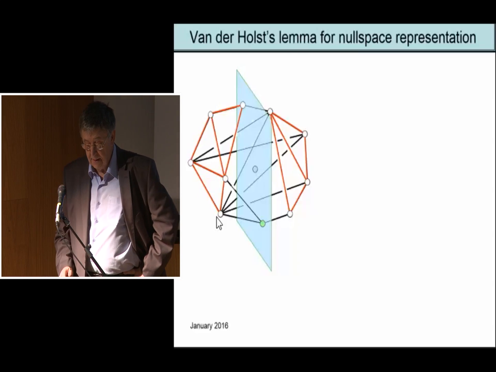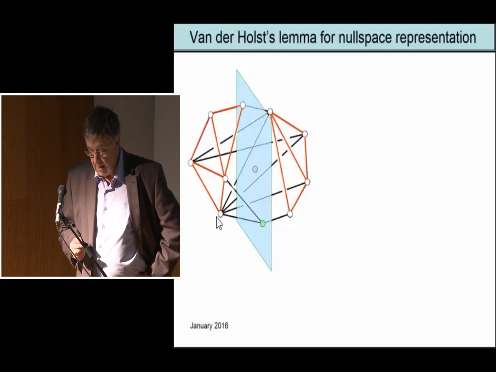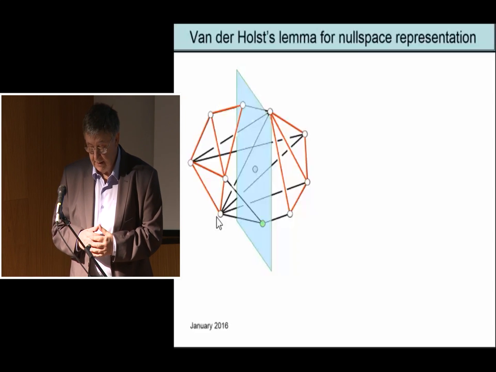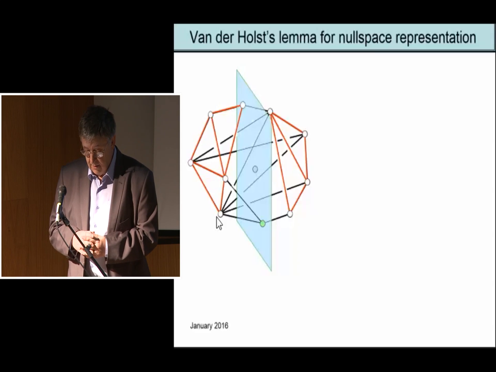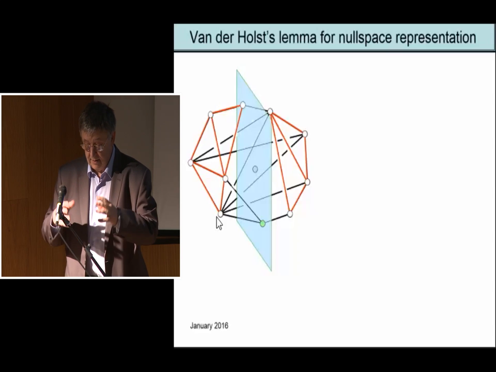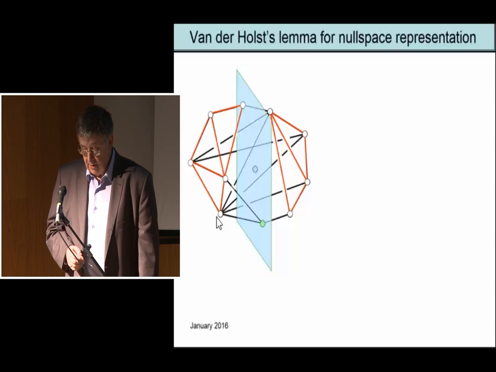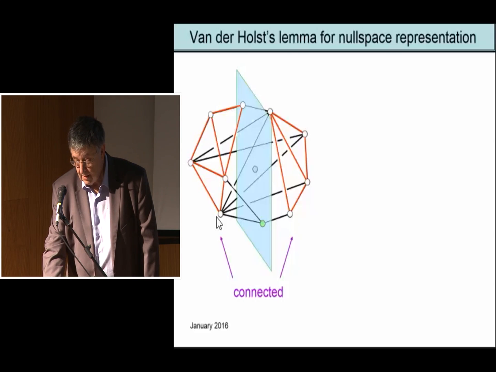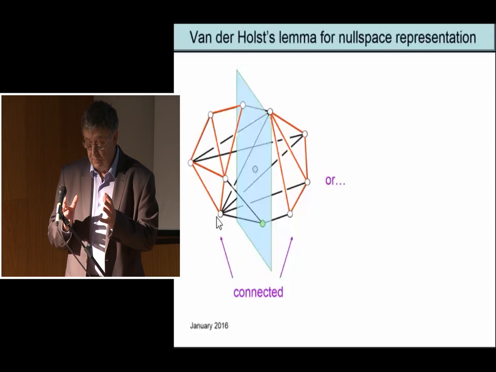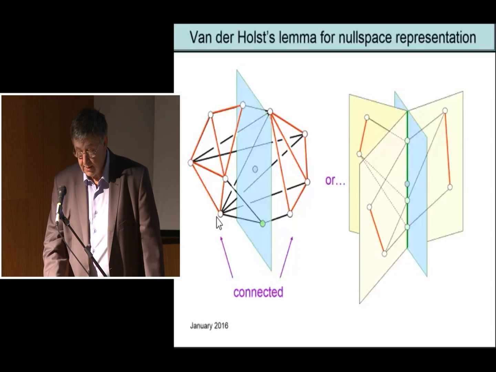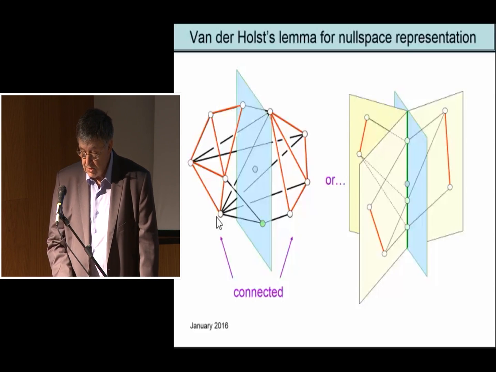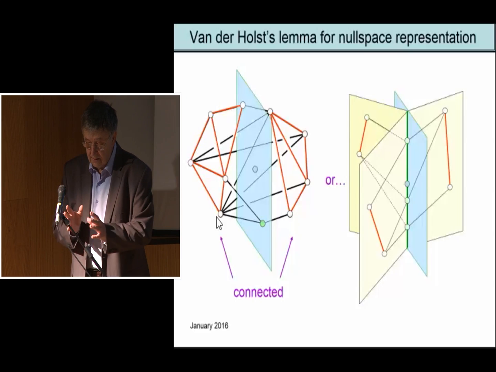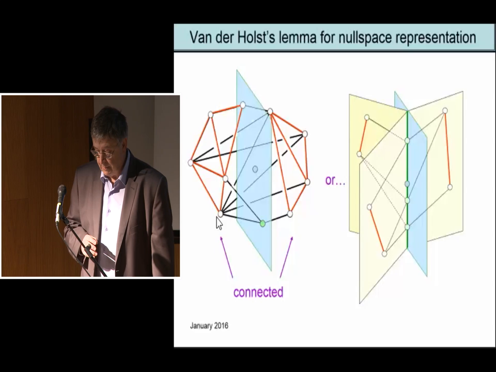You can formulate it also in a geometric way. It says that if you look at the null space representation that goes with this matrix, this embeds the graph in some dimensional space, and now you take a hyperplane through the origin. Then this hyperplane will cut the graph into 2 parts, which are both connected. And it turns out that there's some exceptional case in which it cuts it into more than 2 parts, but it's a very special situation.